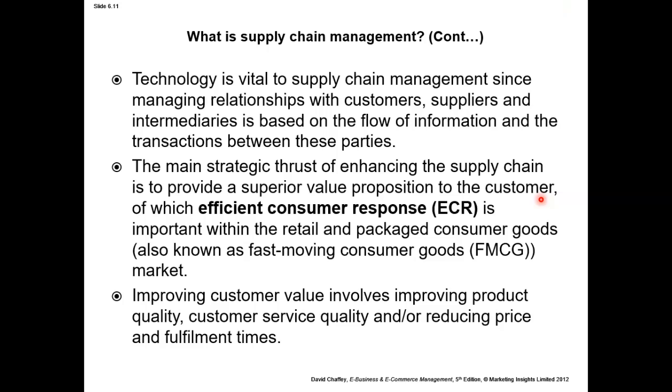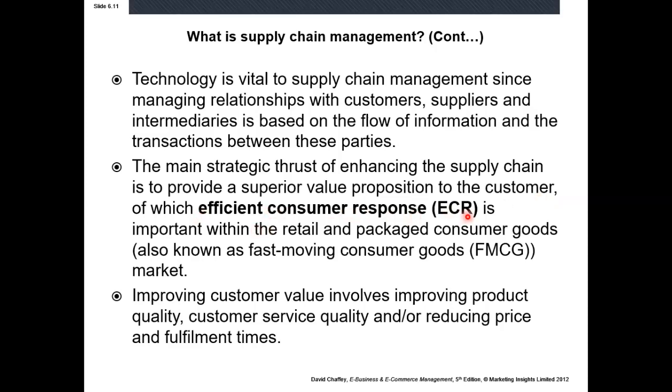So what is the main strategic focus of enhancing the supply chain, in terms of providing this kind of a value proposition to the customer, right? So what is the strategy that organizations can use to deliver a superior value proposition through their supply chain to their customers? So one such strategy is efficient consumer response, or ECR.